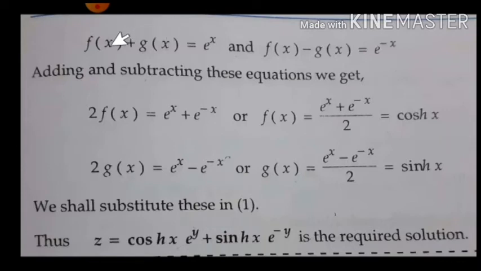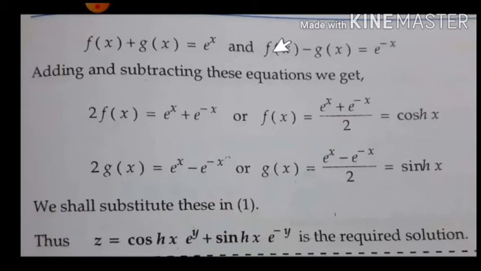So by adding these two equations, g of x minus g of x gets cancelled, giving 2f of x. The right hand side you also add: e to the power of x plus e to the power of minus x. So what is f of x? f of x is e to the power of x plus e to the power of minus x, divided by 2, bringing the 2 to the denominator. And this is nothing but cos hyperbolic x.